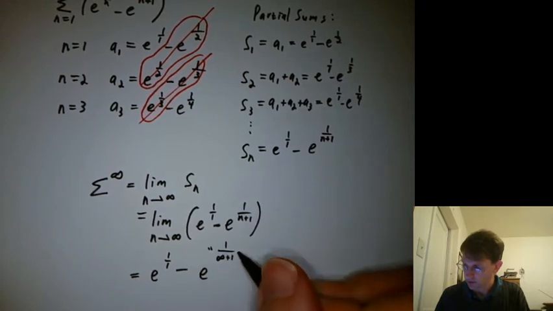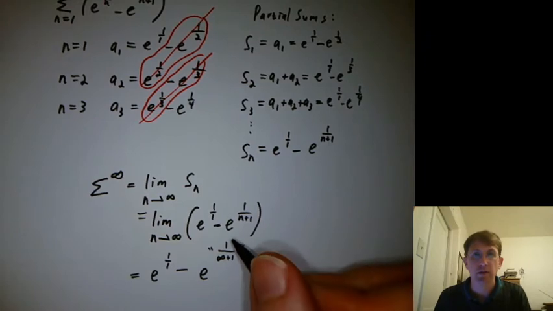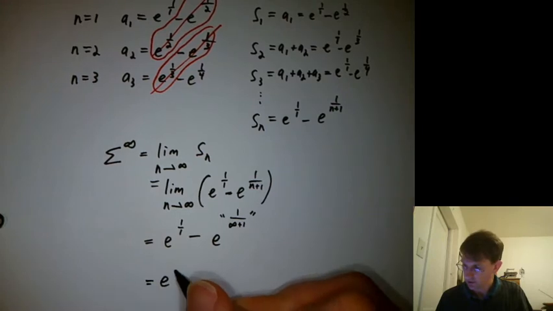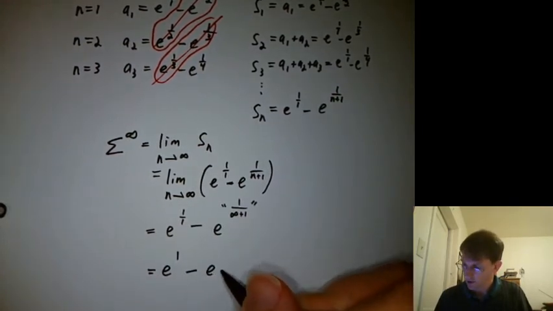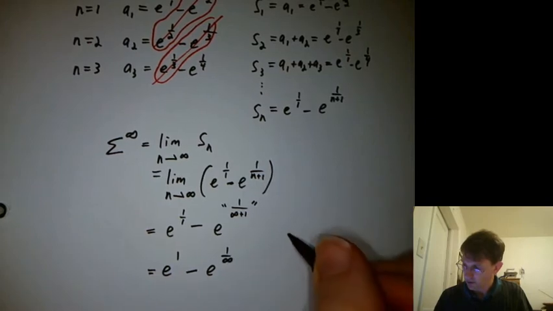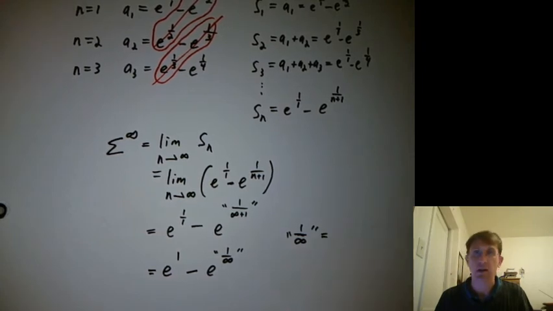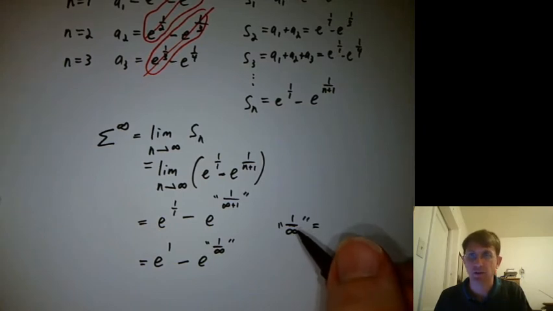I'm going to put that in quotes. We shouldn't really write that, but that's basically what's happening. So what is infinity plus 1? It's basically infinity. So we get, I'm going to simplify e to the 1 here, minus e to the 1 over infinity. We'll put that in quotes. 1 over infinity, what is 1 over infinity? Well, it's like 1 over a million, 1 over a billion, 1 over a trillion.